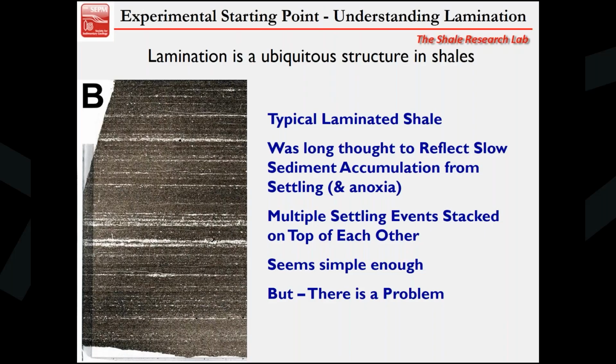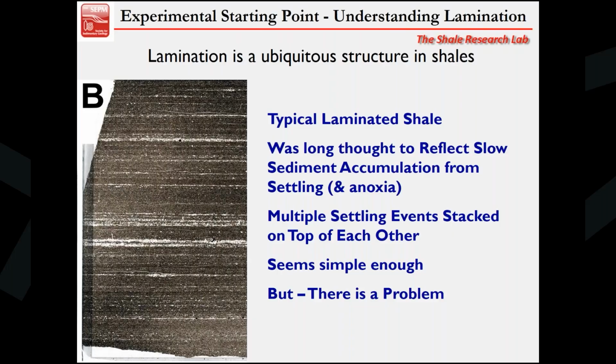The experimental starting point when we started experimenting with this was, let's try to understand lamination, because lamination is ubiquitous in shales. And this picture is a typical laminated shale, and thin sections like this are all over the literature in the early days, and usually people interpret that as, okay, sediment was slowly settling down from above, and you have multiple settling events stacked on top of each other, and that was it, end of story.